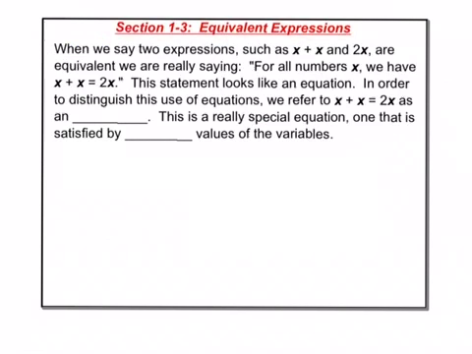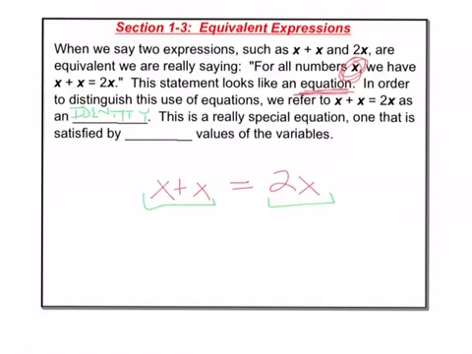So the last thing mentioned here in section 1-3 is when you say that you have two expressions that are equivalent, such as x plus x and 2x, what you're really saying is that for all numbers x, so any number you can plug in for the variable, we have x plus x equals 2x. So now this obviously looks like an equation because there's an equal sign. So in order to distinguish this use of equations from other equations that we're going to solve, we refer to a problem like this where x plus x equals 2x or anything set up similar to that. We refer to that as an identity.